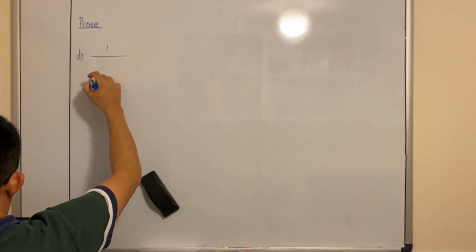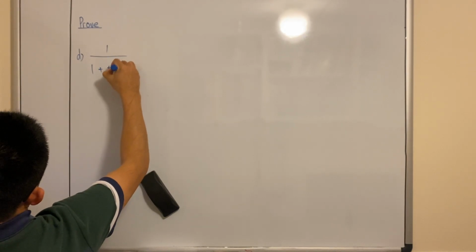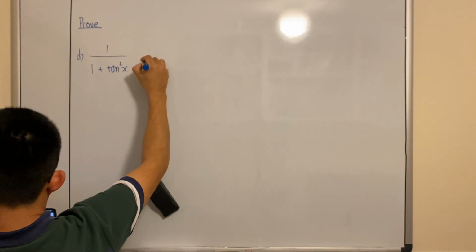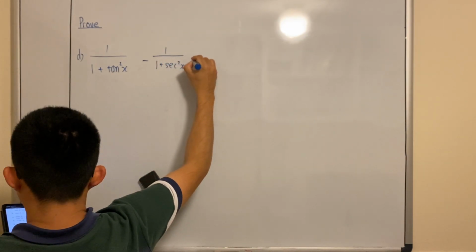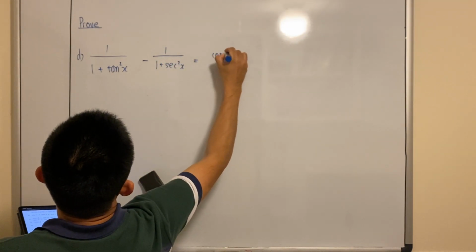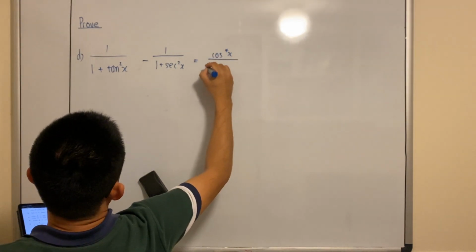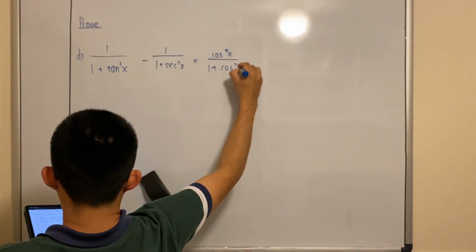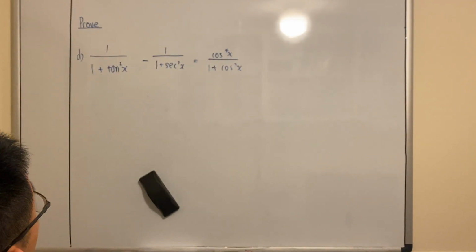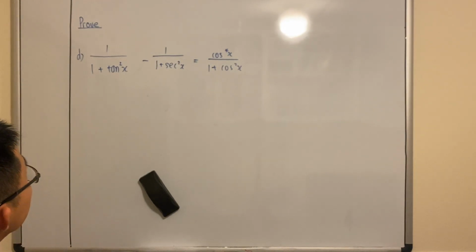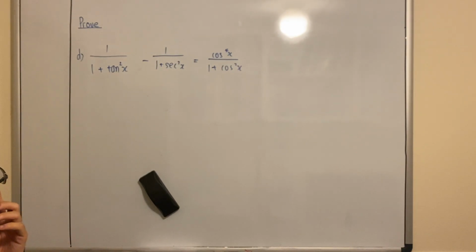1 over 1 plus tangent square x minus 1 over 1 plus sec square x is equal to cosine to the power 4x over 1 plus cosine square x. All right. That's pretty crazy. What do we do? Always a question like this. And how do we do it? What should I do with this?